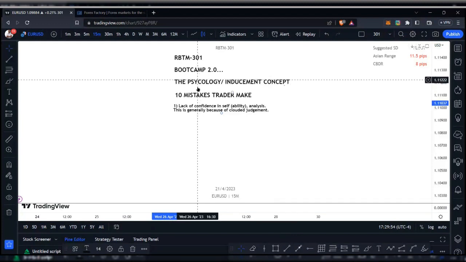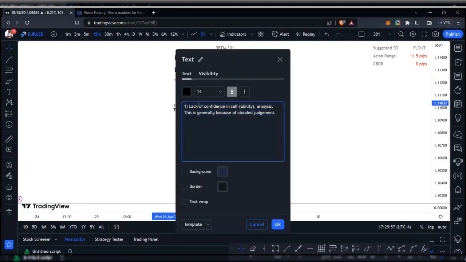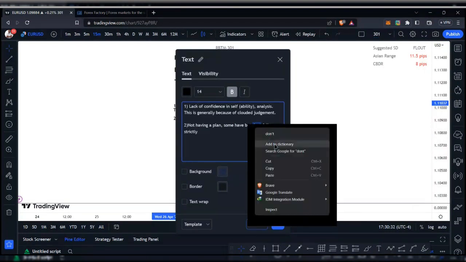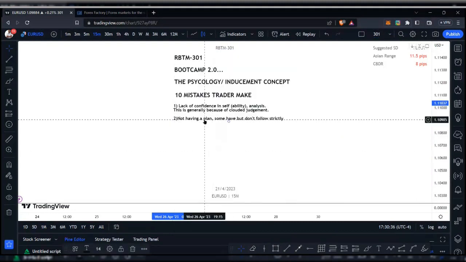Then number two, I wrote here: not having a plan. Number two, Not Having a Plan. Then I say some have, but don't follow strictly. They have, but they don't follow strictly. Now, this is the second mistake a lot of traders make.